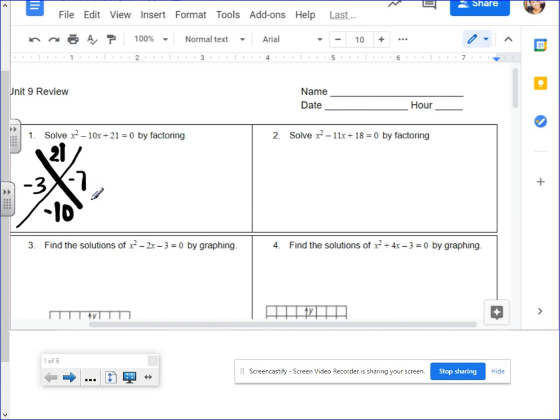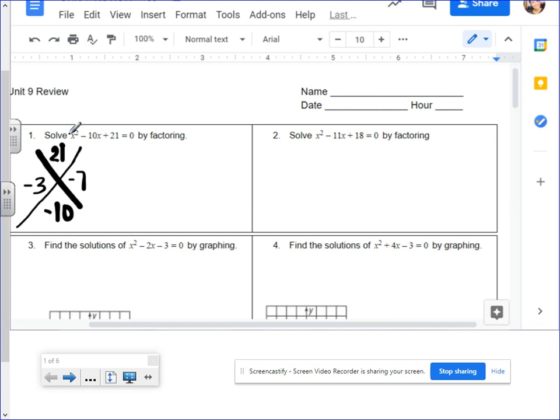This is why I was talking about the other day. A lot of people like the quadratic formula because you don't have to spend all your time figuring out what two things do that. You could just plug in the numbers to the quadratic formula and get your answers. If you're really bad at figuring out things like this, do the quadratic formula. You don't have to worry about it, okay?